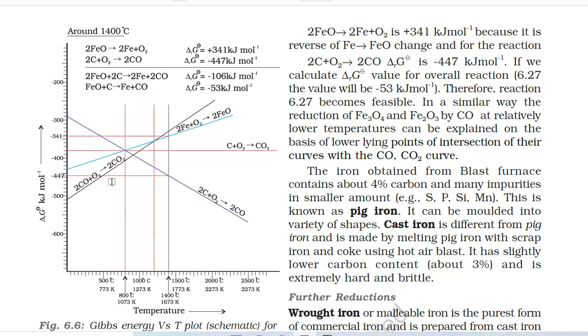In a similar way, the reduction of Fe3O4 and Fe2O3 by carbon monoxide at relatively lower temperature can be explained on the basis of lower lying points of intersection of the curves with the CO, CO2 curve.